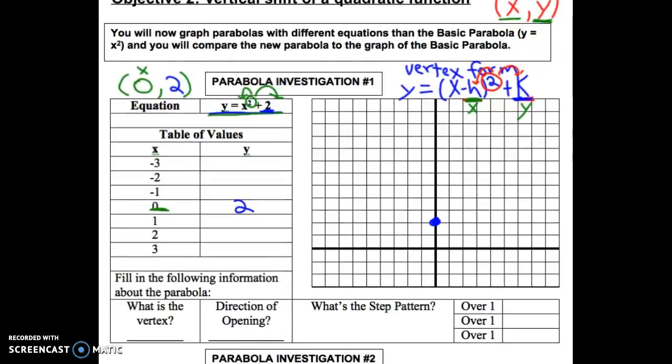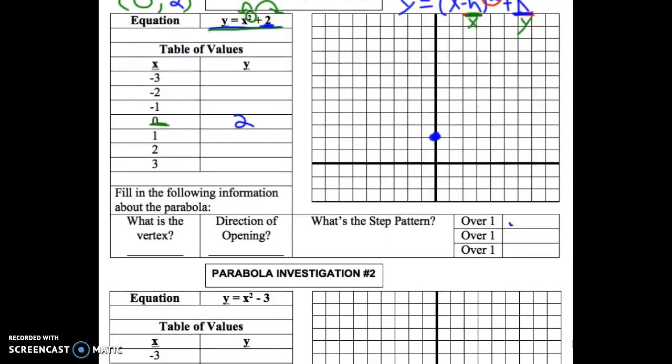Now from here, I can use the step pattern, over 1, up 1, over 1, up 3, over 1, up 5, from this vertex. So if I go over 1, up 1, over 1, up 3, 1, 2, 3, over 1, up 5, 1, 2, 3, 4, 5, do the same thing to the left, over 1, up 1, over 1, up 3, over 1, up 5, and I have made my new parabola.